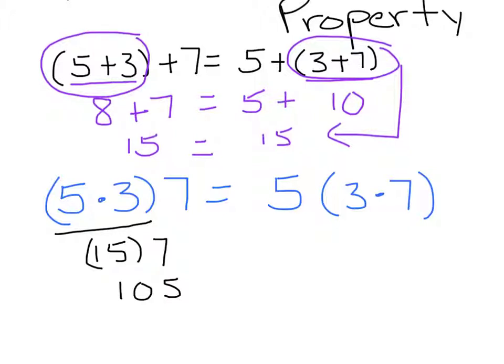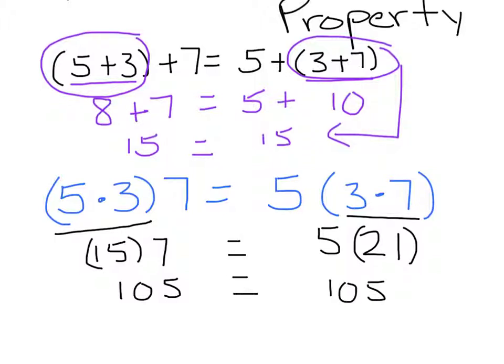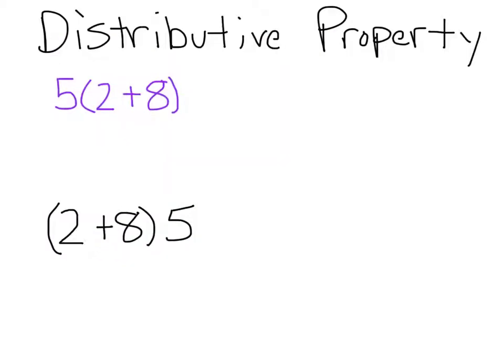Now notice over here, two new numbers are grouped. Now the 3 and the 7 are grouped together. Okay, 3 times 7 is 21. And I'm going to keep that 5 out front. 5 times 21 is 105. So notice, even though I grouped two different numbers, I end up with the same result. So the associative property tells us when adding or multiplying, if I group two different numbers, I should still get the same answer. The next property is the distributive property.